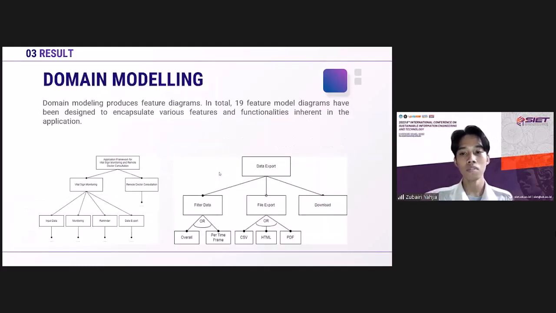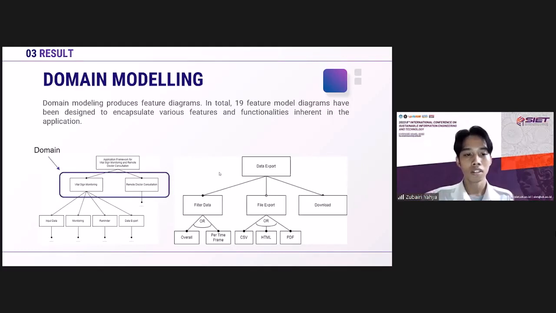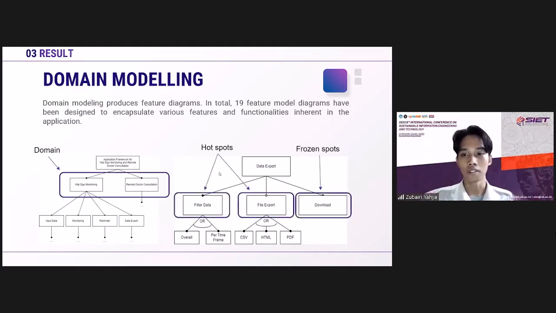Next is the domain modeling phase. We translate the initial 14 main features into 19 detailed framework unique features. This comprehensive breakdown allows us to understand the intricacies of our telehealth application. On this slide, we present the primary domains, the hotspot, and frozen spot.